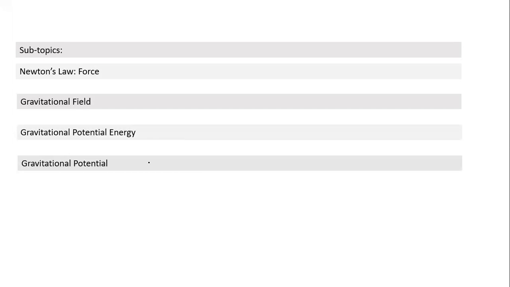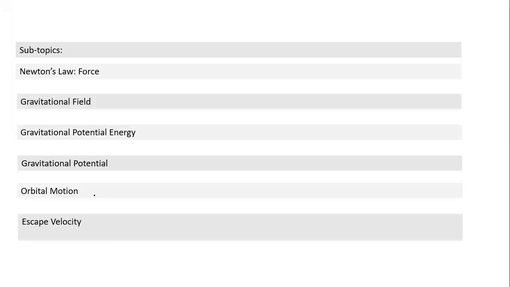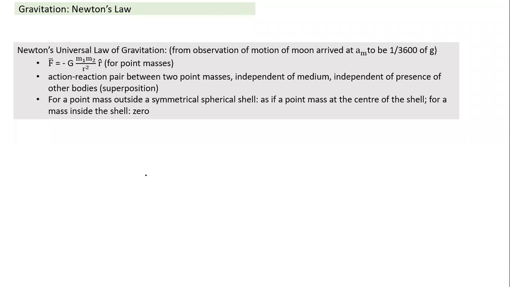Then there's the concept of gravitational field, gravitational potential energy, gravitational potential, orbital motion, planetary motion, satellite motion, and escape velocity. Kepler's law is part of orbital motion. So these are the various subtopics which we will go through one by one in gravitation. You'll notice some of the things are very similar to what we came across in electrostatics. We have done it recently, so you should have some memory of the same. So let's look at that.